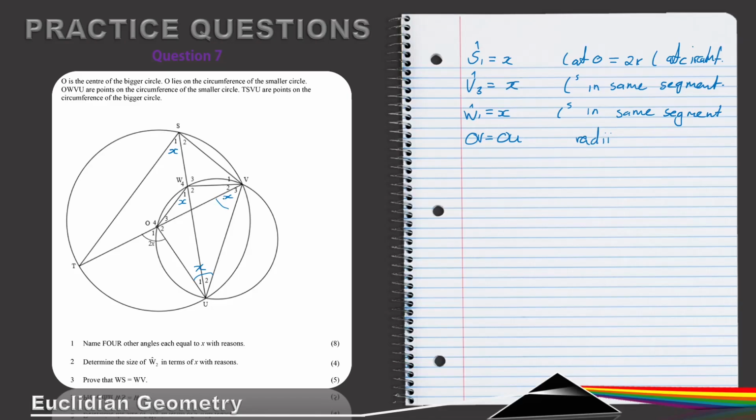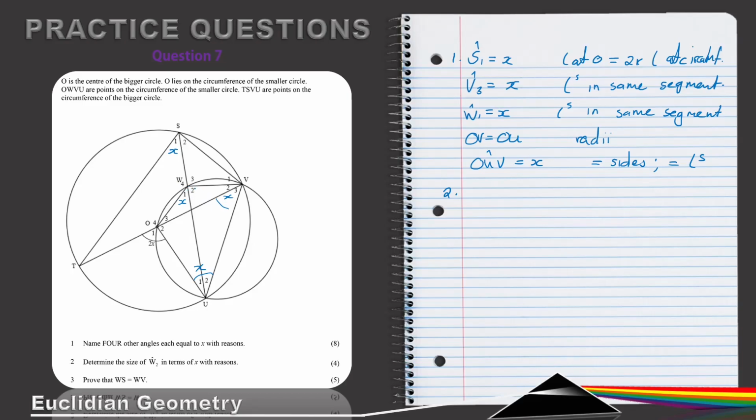And therefore we know that OUV is equal to x, where we have equal sides, equal angles. Okay, that was number 1. Now for number 2, determine the size of W2 in terms of x with reasons.